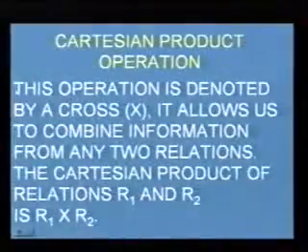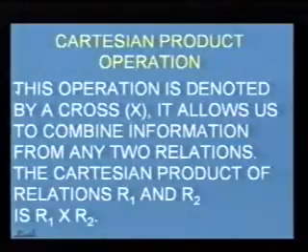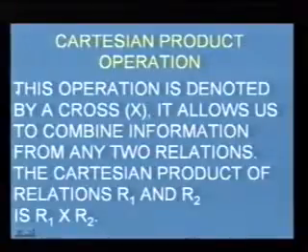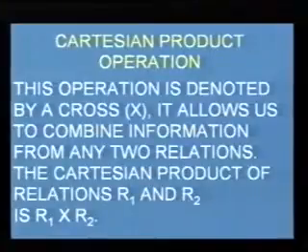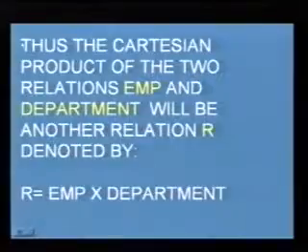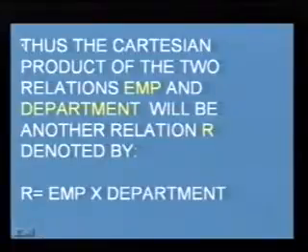Cartesian product operation. This operation is denoted by a cross. It allows us to combine information from any two relations. The Cartesian product of relations R1 and R2 is R1 cross R2. Thus, the Cartesian product of the two relations EMP and department will be another relation R, denoted by R is equal to EMP cross department.